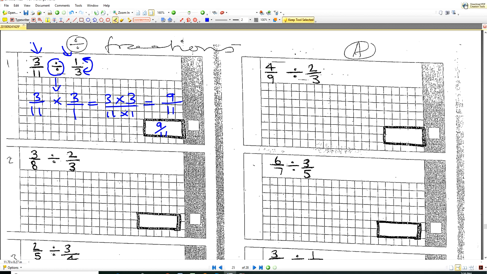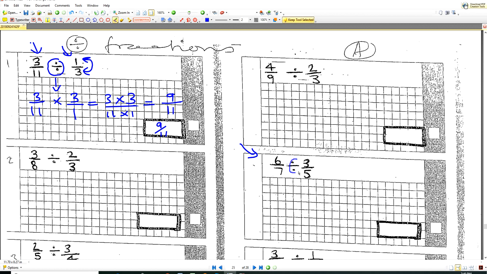Okay, that's the end of question number 1. Let's have a look at another question on this page. This question over here now: 6/7 divided by 3/5. So the fraction is already in the right format. We shouldn't have any mixed fractions. Any mixed fraction should first of all be changed into top-heavy or improper fractions, as we call it, and then we proceed to this stage now.